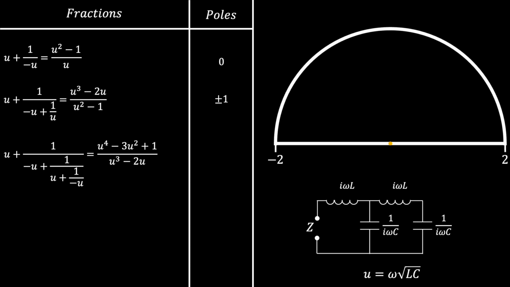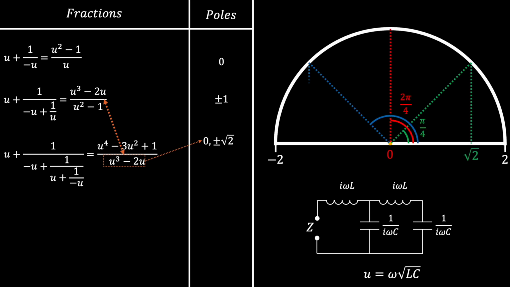Next, the 4-element fraction. Again, the denominator is the same as the numerator in the previous example, and this pattern of repeated polynomials will continue for every successive element added to the ladder network. The poles are 0 and plus and minus root 2, which on the diagram on the right corresponds to 2 cosine of pi over 4, 2 cosine of 2 pi over 4, and 2 cosine of 3 pi over 4.